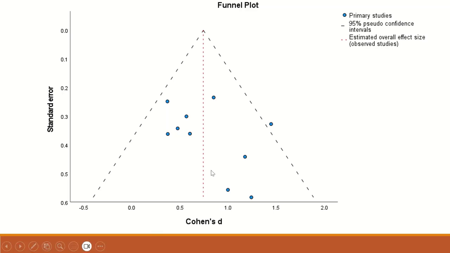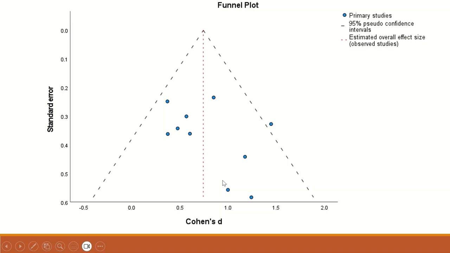The shape of the plot, as shown here, is a funnel, an inverted funnel, and the line in the middle here is the calculated overall estimate of the effect size, here in this case Cohen's d, and the small blue circles are the estimates of the effect size for each individual study. So here there are 5 and 5, 10 studies in total included in the meta-analysis.